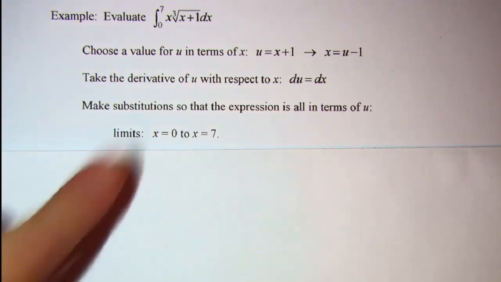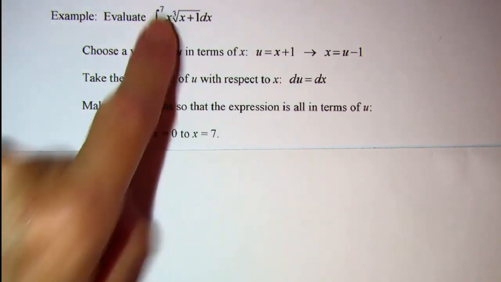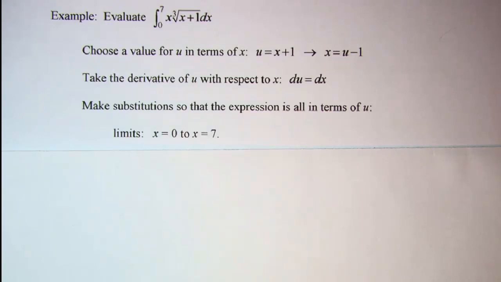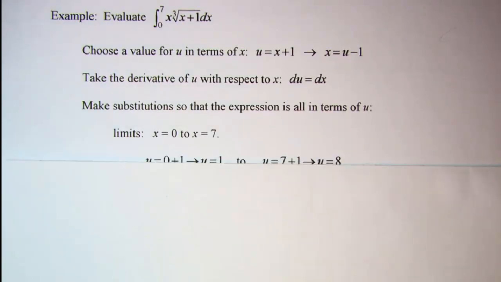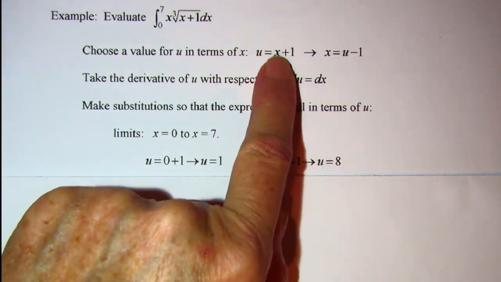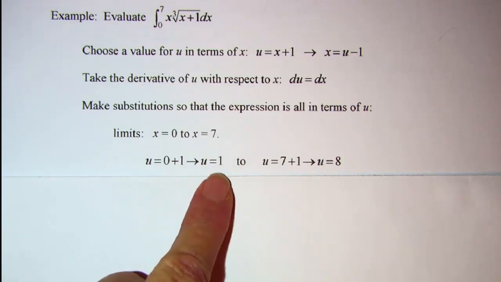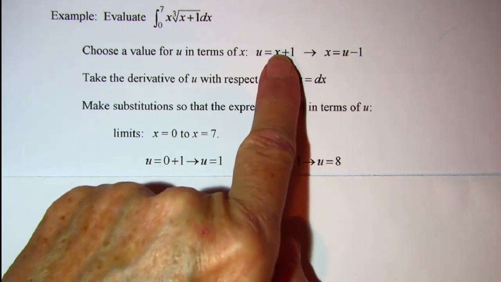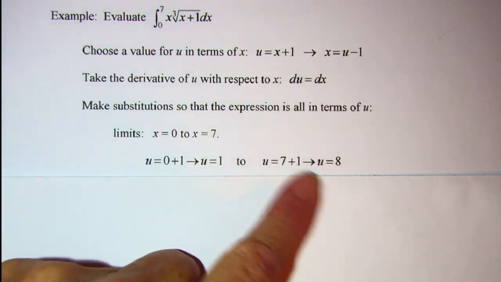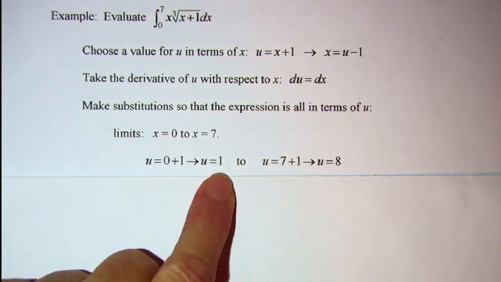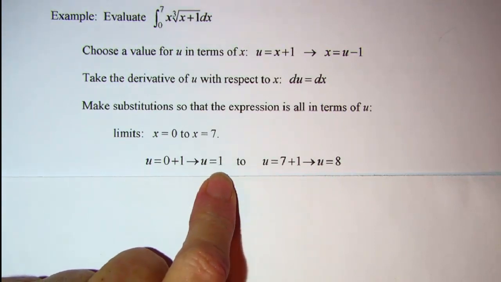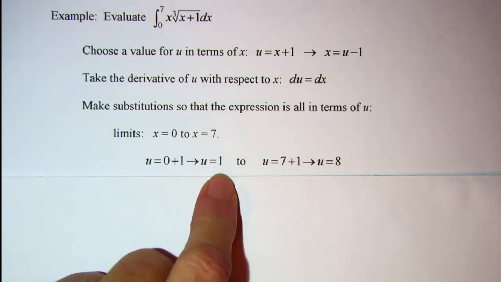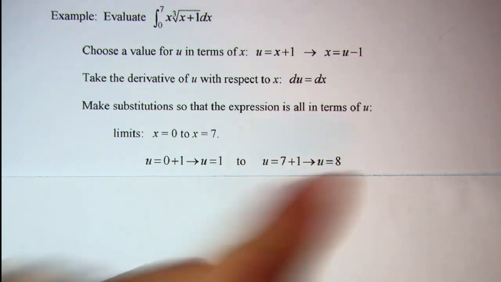Our limits are from 0 to 7, so we need to find our new limits in terms of u. So if we put 0 into this equation, we get u is equal to 1. And then if we put 7 into this equation, we get u is equal to 8. So our lower limit of integration with respect to u is 1, and our upper limit of integration is 8.